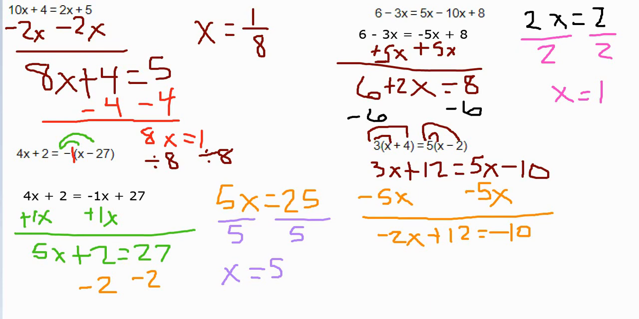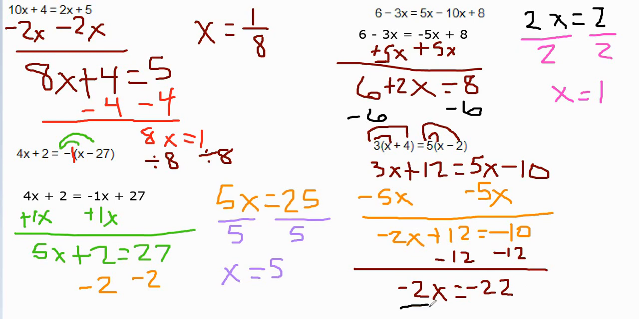Then we get rid of the stuff that's on the same side of the letter by not touching it. That's the positive 12. The opposite of a positive 12 is to subtract 12. So we're going to subtract 12 on both sides. That gives us negative 2x equals negative 22. And then finally, negative 2x means negative 2 times x. So we're going to divide both sides by negative 2. And that's going to give us x equals 11 for our answer.